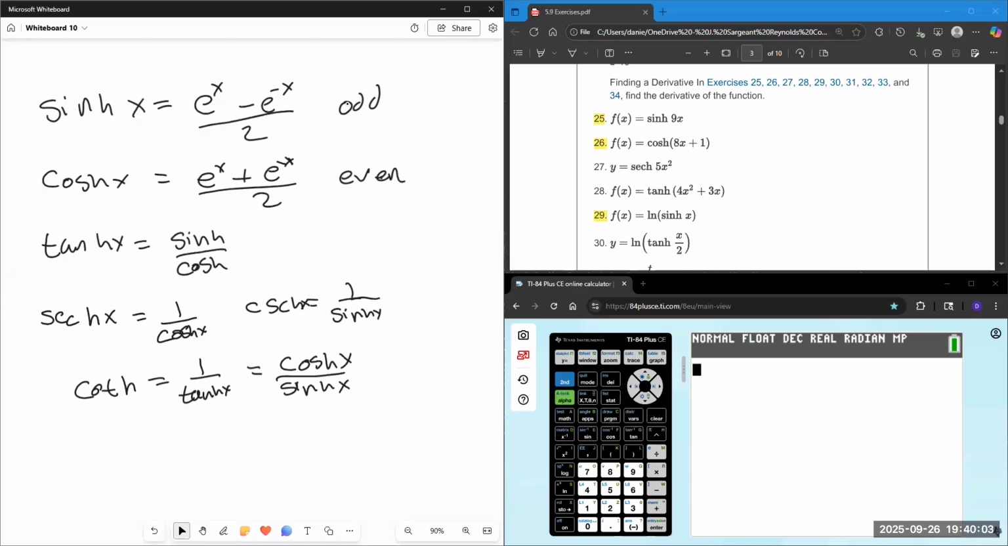We won't get into any of the Pythagorean identities for hyperbolic trig functions. They do some different things than they do in regular trig functions, and I'll let your teacher talk about that when you get to those. But this is what we'll need to know for these problems. Now let's talk about the derivatives.